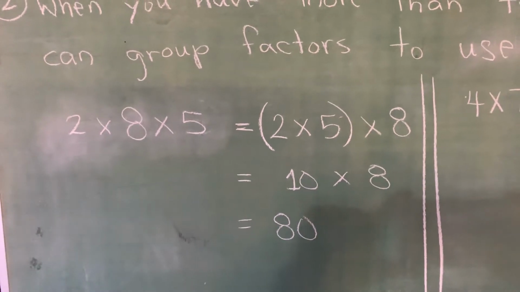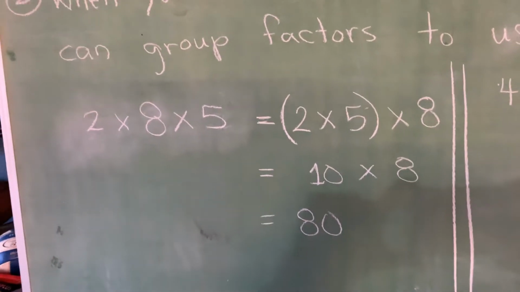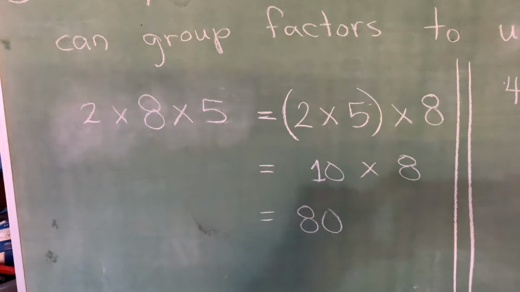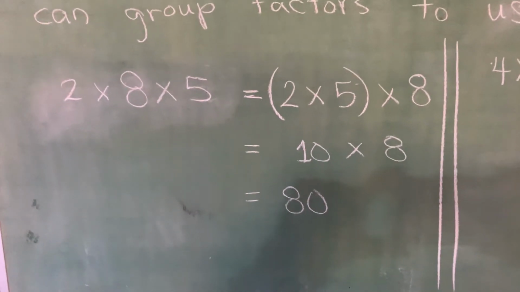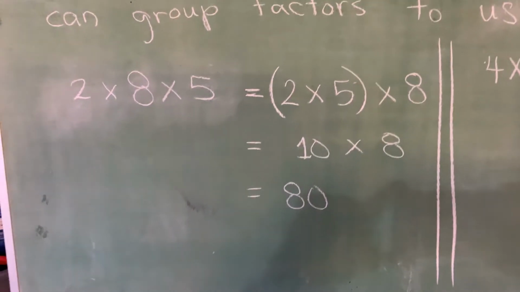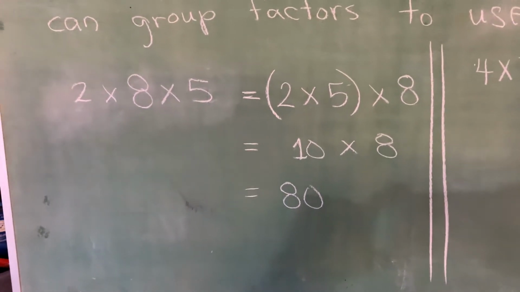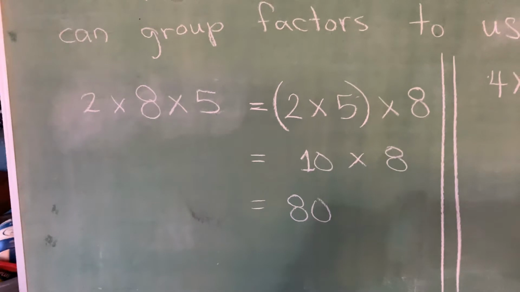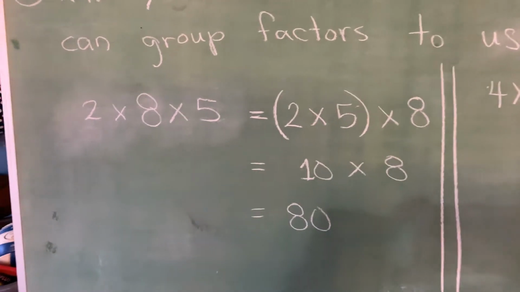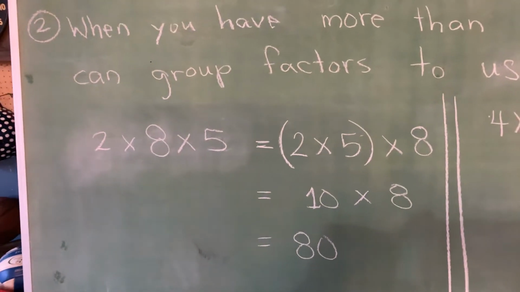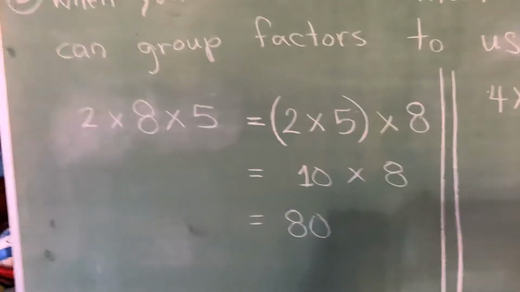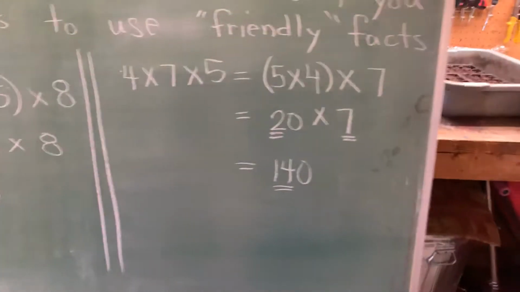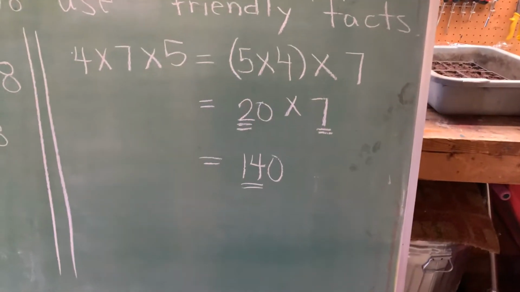2 times 5 is 10, and then we have the 8 left over. We've got a friendly fact here. 10 times 8 is 80. So 10 times 8 is 80, in my opinion, is far easier than 16 times 5. However, we have other tricks for that. We could divide the 16 by 2 and double the other factor, so that would be 8 times 10 as well. Here's another example. We've got 4 times 7 times 5.